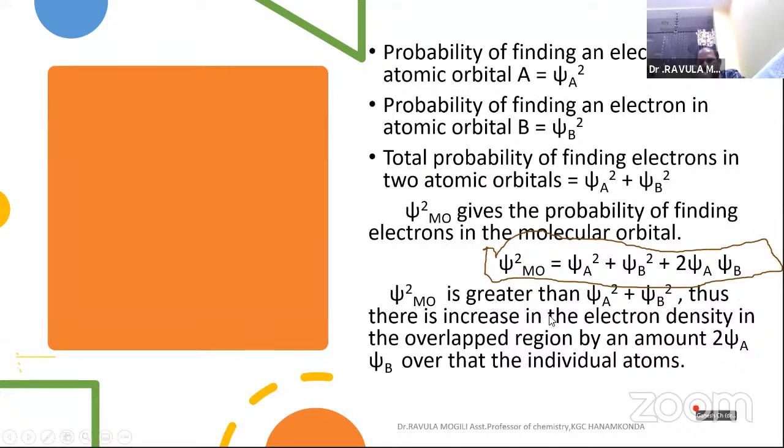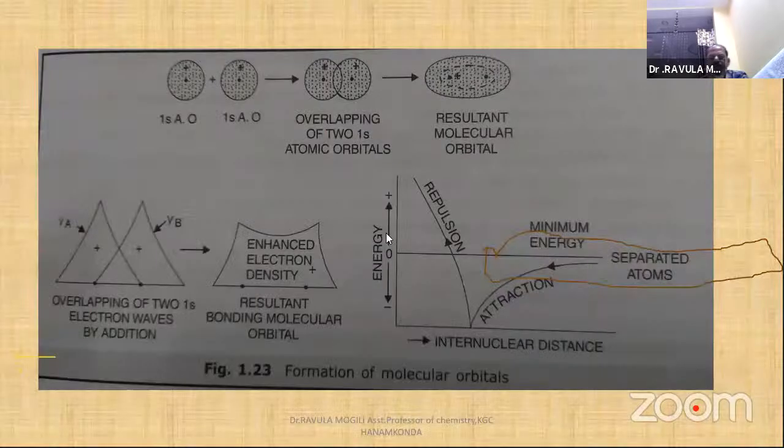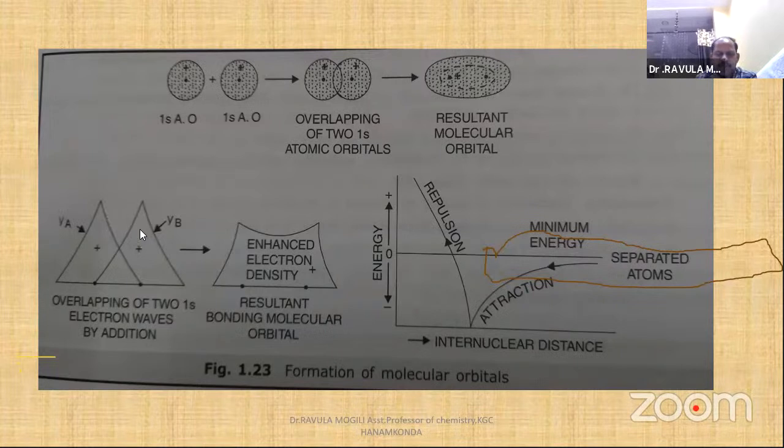So psi square of the molecular orbital is greater than psi A square plus psi B square. Thus there is an increase. You see here, this is an atomic orbital, this is an atomic orbital, overlapping of two atomic orbitals, so the resultant molecular orbital. How much is the value greater than the atomic orbitals? Generally we can represent it as psi A square plus 2 psi A psi B, which is the enhanced electron density in comparison with atomic orbitals.